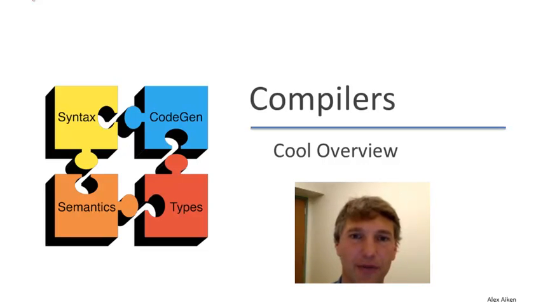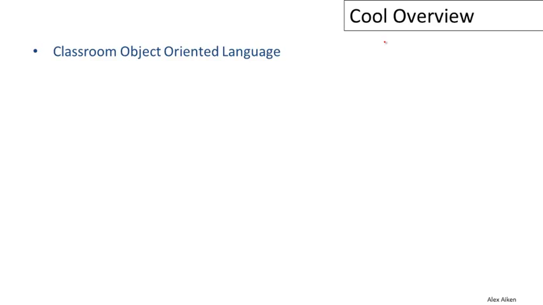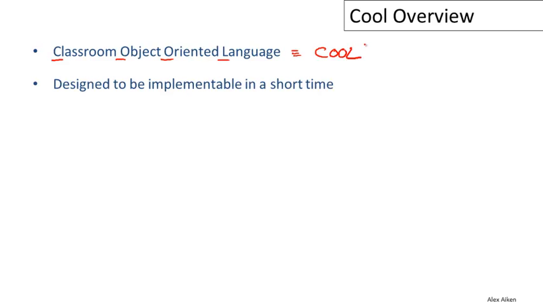Hello. In this and the next few videos, I'm going to be giving an overview of COOL, the programming language for which you'll be writing a compiler. COOL is the classroom object-oriented language, and the acronym, of course, is COOL. And the unique design requirement for COOL is that the compiler has to be able to be written in a relatively short period of time. We only have 1 quarter, or in some cases a semester, for students to write the compilers. And so COOL has to be implementable quickly.